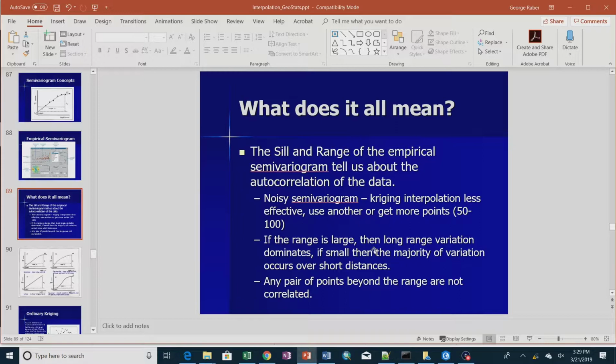Long range variation dominates. If you have a small range, kriging will still work, but it's only going to consider values within the range when it does its predictions. So maybe this should actually be indented under here. What this implies is any pair of points beyond the range aren't correlated. There's no predictive power in any pair of points beyond the range.